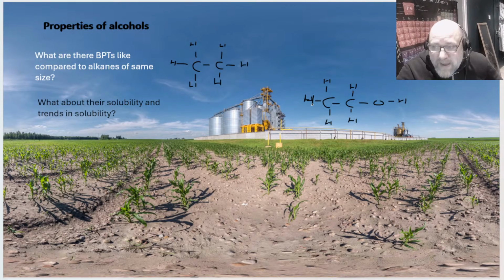We're not breaking any of the bonds when we're boiling them, but the bonds do come into it. So we have hydrogen bonding here between two ethanol molecules. If I have another ethanol molecule next to this one, the delta positive hydrogen is going to hydrogen bond to the delta negative oxygen. I could draw that out, but you guys would have the pain of me doing that.